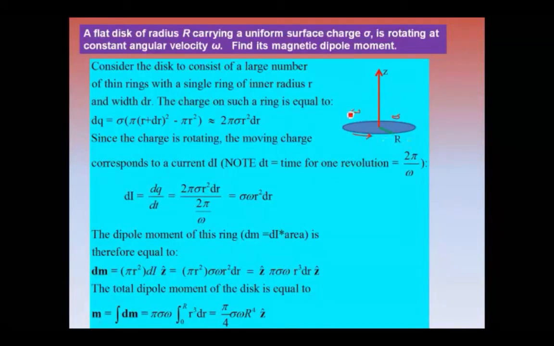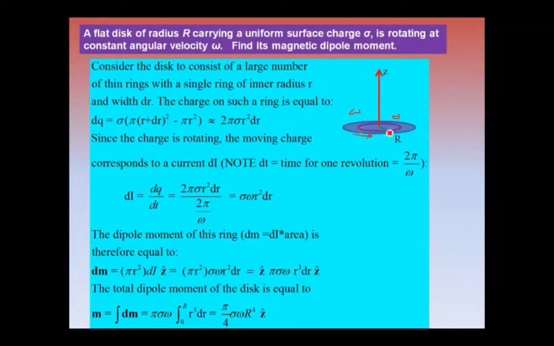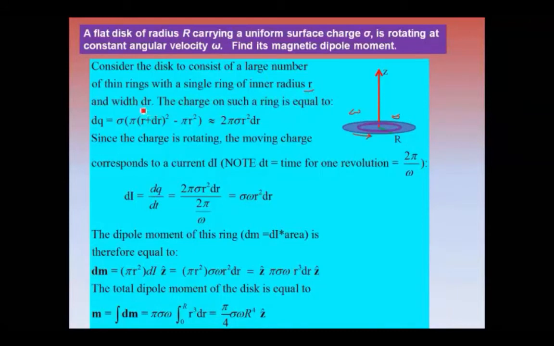If we consider then a ring of charge, we can find the dipole moment of that ring and then simply add them up as we go from 0 to capital R. So let's consider the inner radius of the little ring as r, and the outer radius would be r plus dr. So the width of the ring is dr.